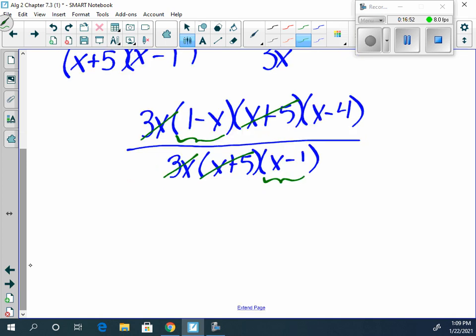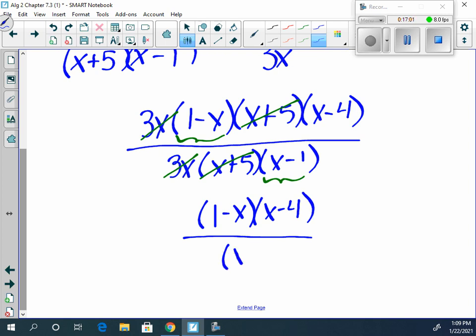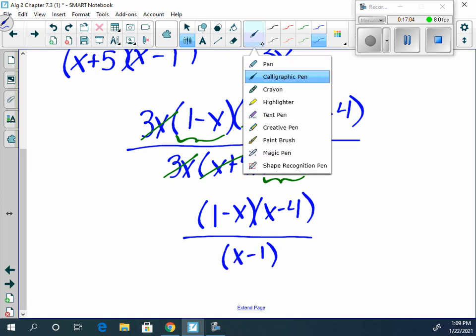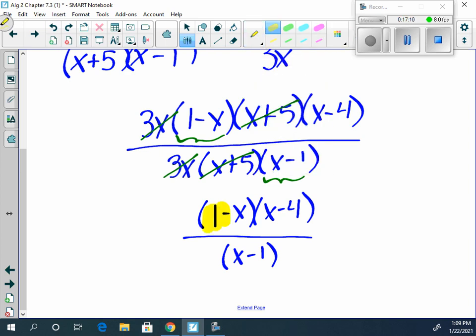Okay, I'm going to rewrite this just so we have it down. So we have 1 minus x times x minus 4 on top, and on bottom, we have x minus 1. Let's get a highlighter out. Now, if only there was a way that I could switch the signs of both x and 1. Because if I could make the x positive and the 1 negative, then those would be the exact same, yes? If there was only something that I could factor out of both of those to switch the signs, that'd be nice.